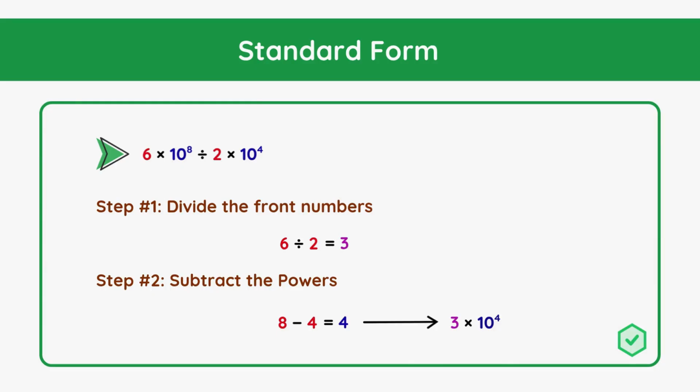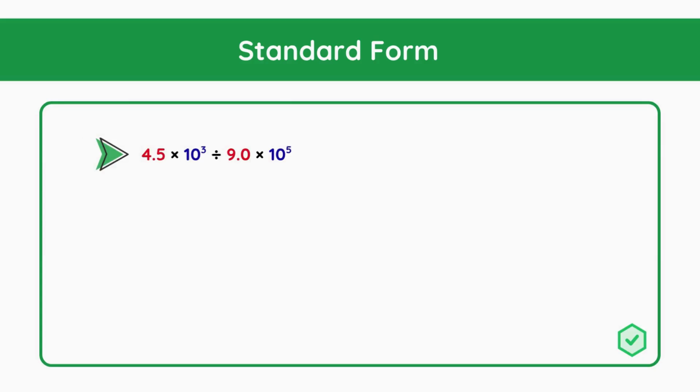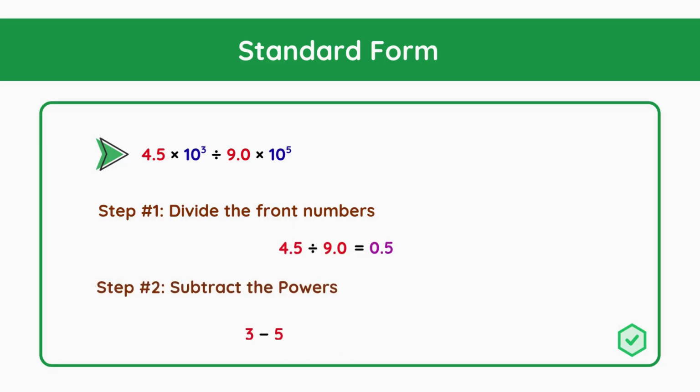This time when the front number comes out less than 1. Take 4.5 times 10 to the power of 3 divided by 9.0 times 10 to the power of 5. Divide the front numbers. 4.5 divided by 9 is 0.5. Subtract the powers. 3 minus 5 is minus 2. So we have 0.5 times 10 to the power of minus 2.